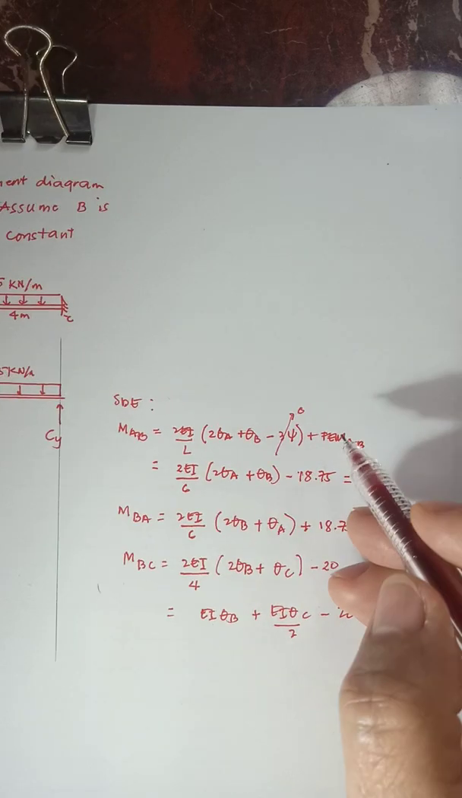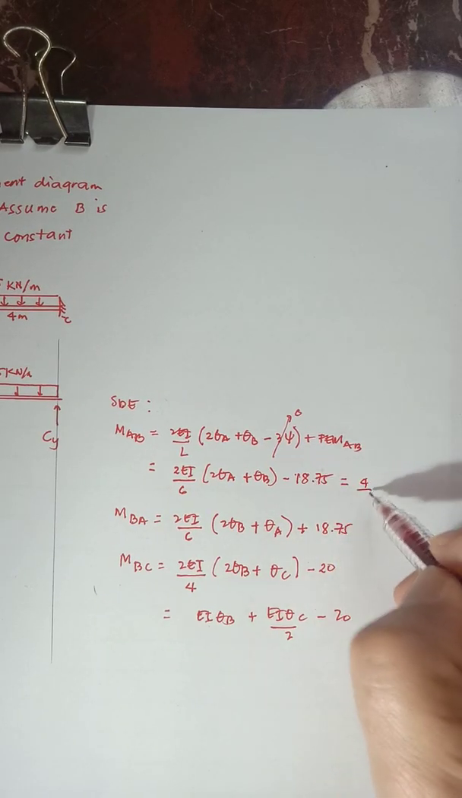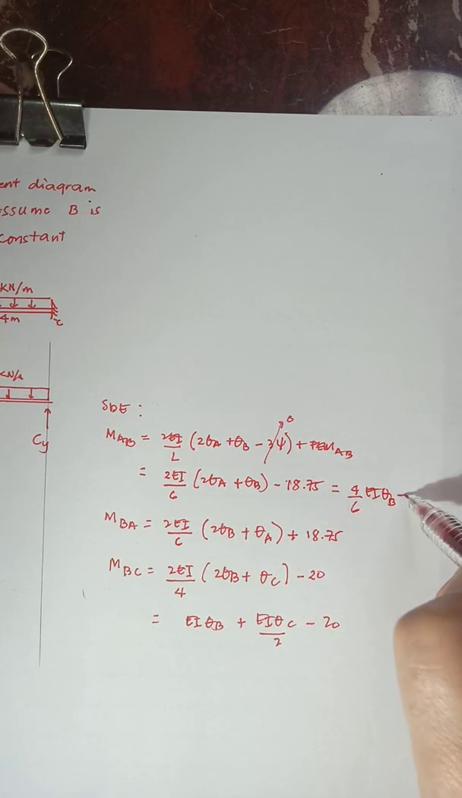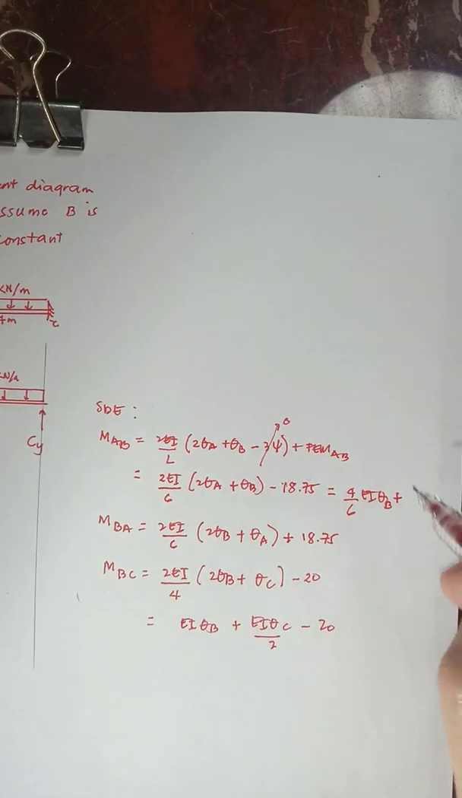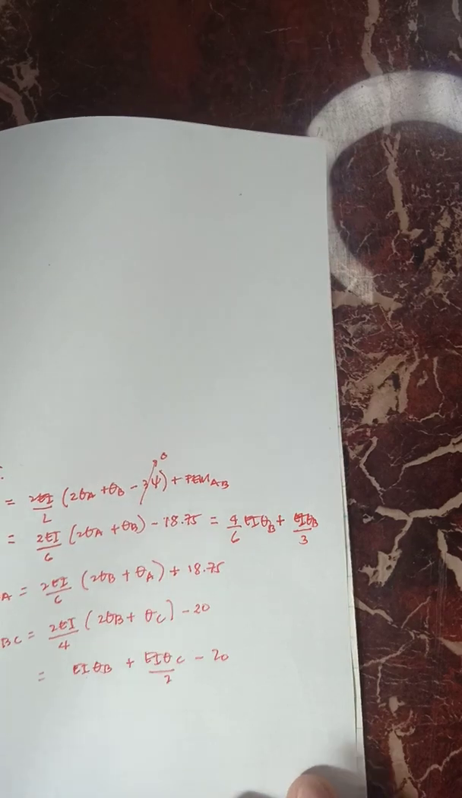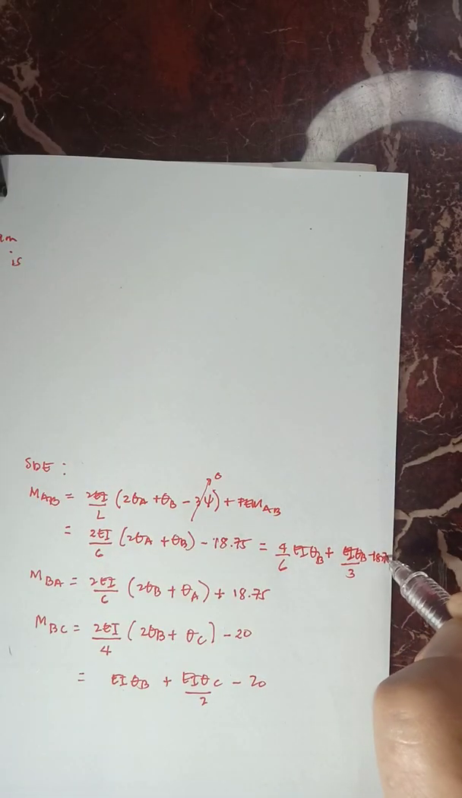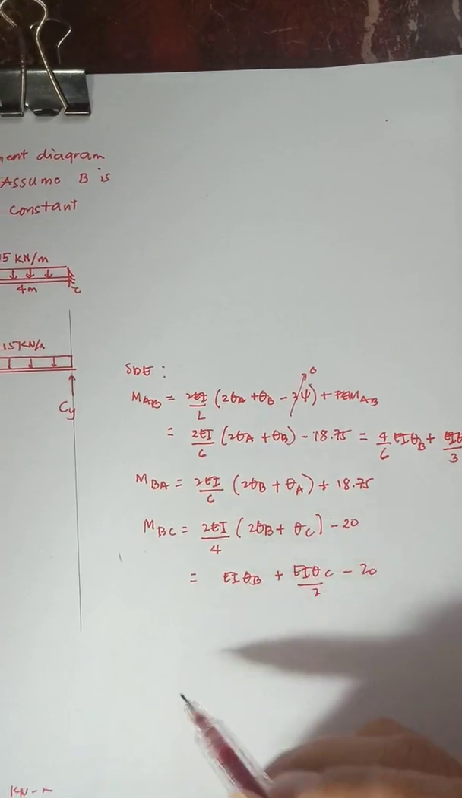So ato ni simplify. So this will be 4, 6 EI theta B plus EI theta B over 3 minus 18.75. Okay, so we continue.